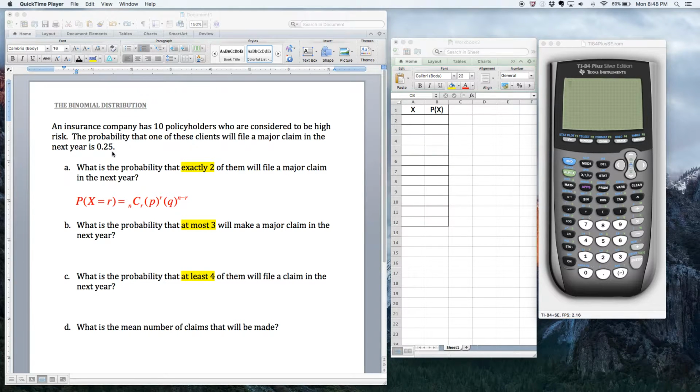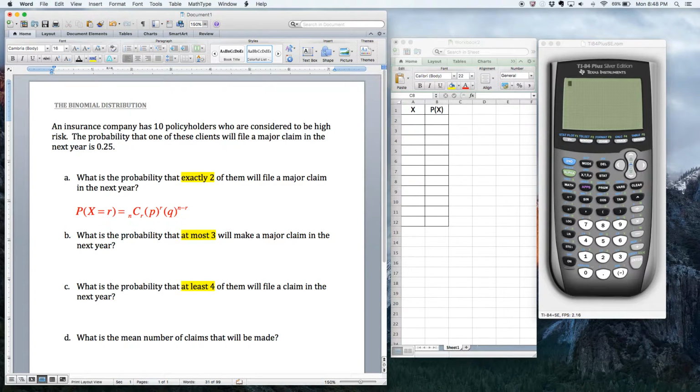All right, so right off the bat, when you're reading the question, think about the information that the question gives me, like the 10 and the 0.25. Well, remember, with the binomial distribution, we use the letter N to designate the number of trials, the total number of things that are occurring in this question. The number of trials here is 10, because there are 10 policyholders. So that's my value for N. And then it gives me the probability P that someone's going to file a claim, and that is 0.25.